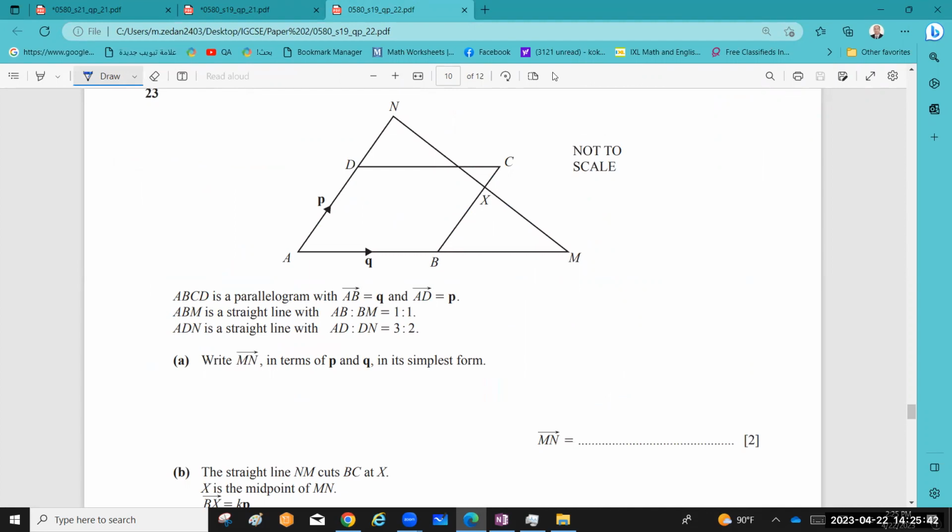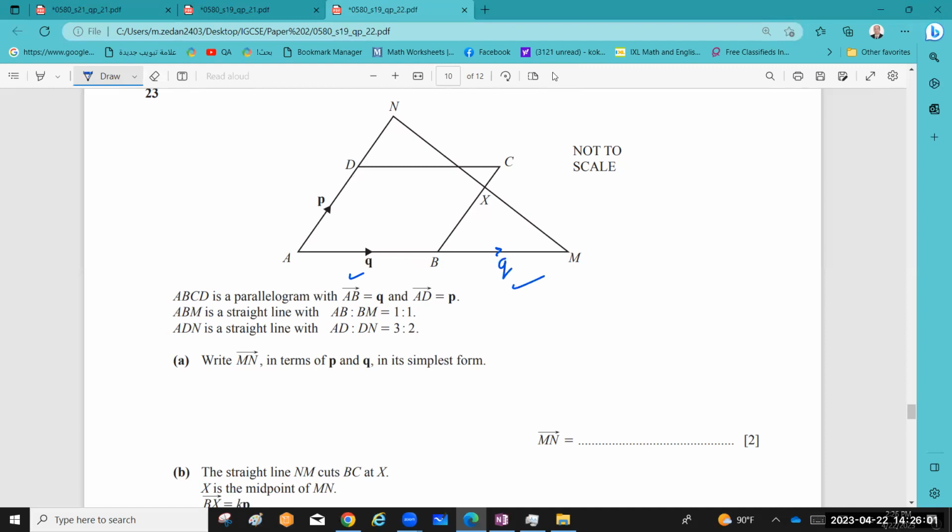So ABCD is a parallelogram. AB is Q, and AD is P. AM is a straight line with AB to BM 1-to-1. Simply, it means this vector also is Q. If this vector is Q, this one also is Q.